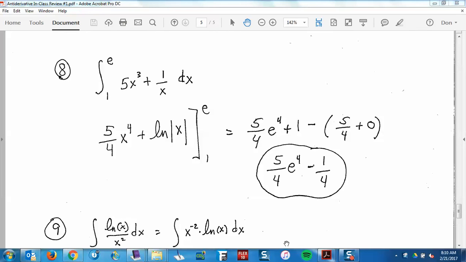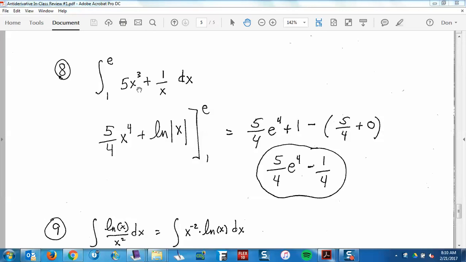Say that again. Like if I left with 1 minus 5/4, I would want you to simplify that. So I'd want you to do 4/4 minus 5/4. Negative 1. Yeah. But e to the 4th, there's just nothing we can do with that.